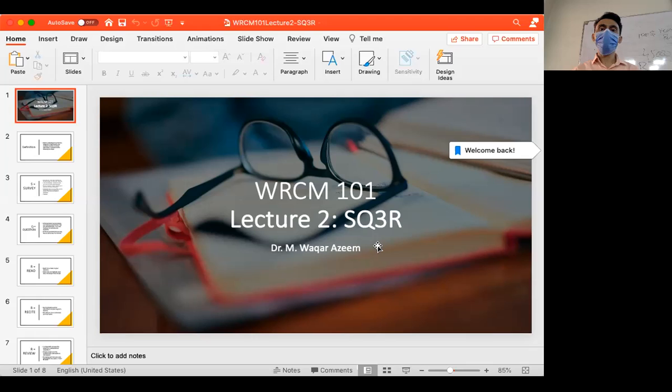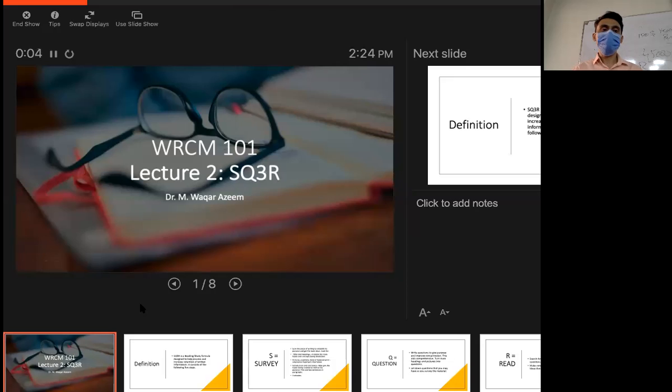Okay, so it looks like maybe a chemistry formula. Does it look like that? Something acronym, you know, a big acronym. But any guess what is it? SQ3R. Any guess on it? Okay, so basically, it is a reading strategy. Okay, SQ3R is a reading strategy.